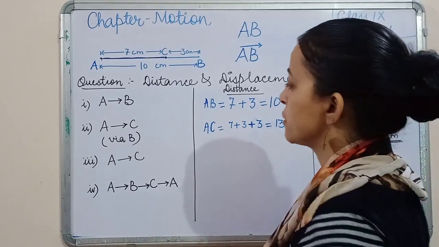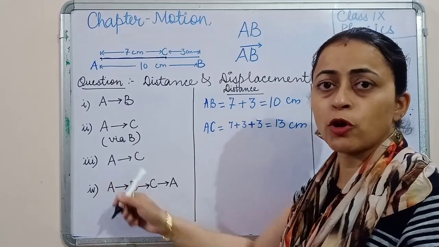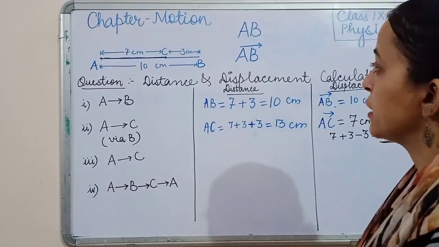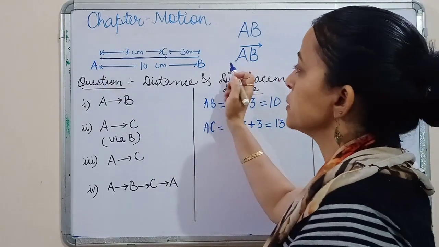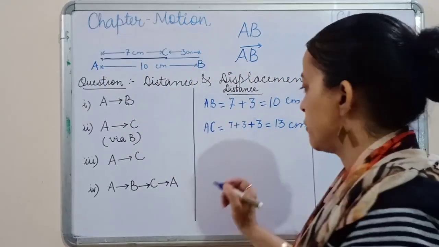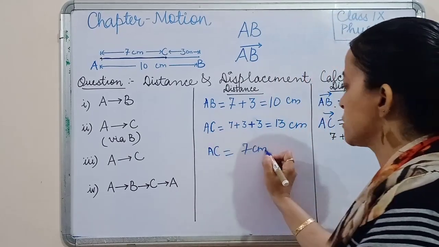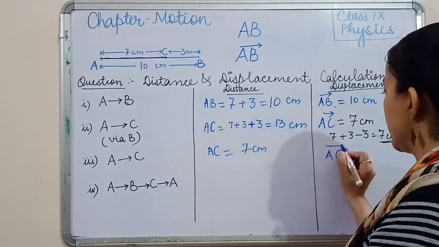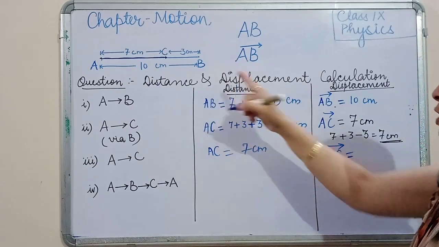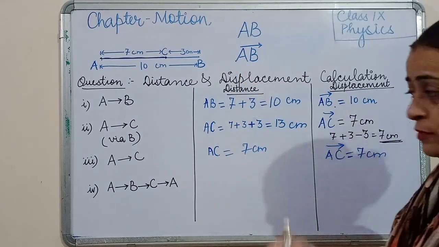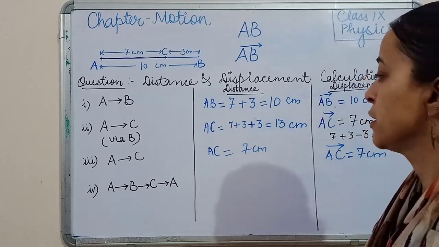Now taking up case 3, where the object is moving from A to point C. A to C directly means when it is moving towards this side, it has stopped at point C itself. So distance AC is equal to 7 centimeters and displacement AC in this case will be equal to again 7 centimeters. Now let's take up one more case.